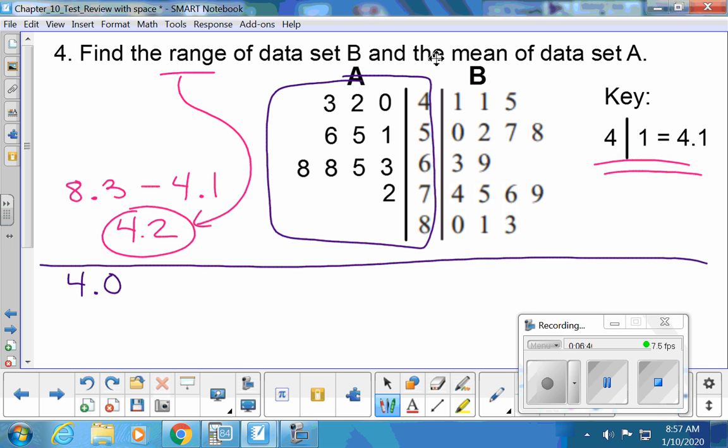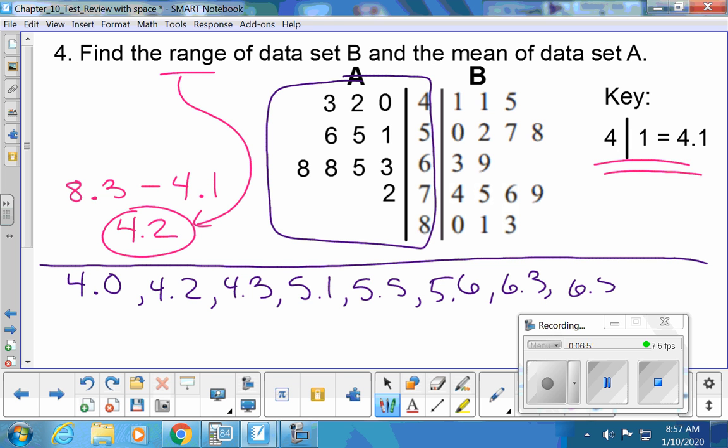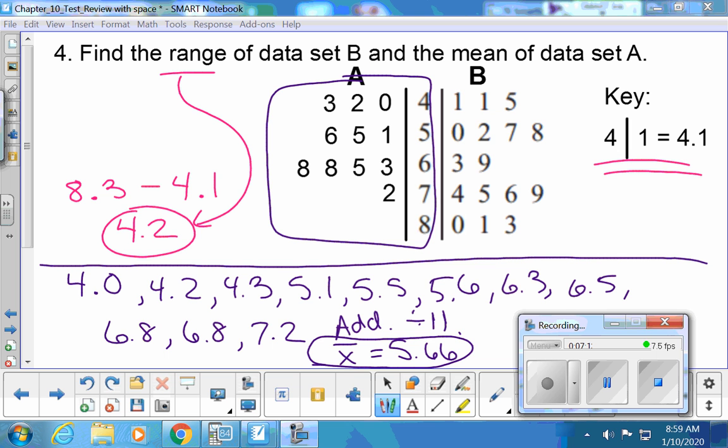4.0, 4.2, 4.3, 5.1, 5.5, 5.6, 6.3. There's a lot. 6.5. 6.8, 6.8, 7.2. How many numbers are on that list? There's 11. So add them all up, hit enter, and divide by 11. So we added all the numbers up, divided by 11, got 5.66. So that is your average, your mean, your X bar of set A.